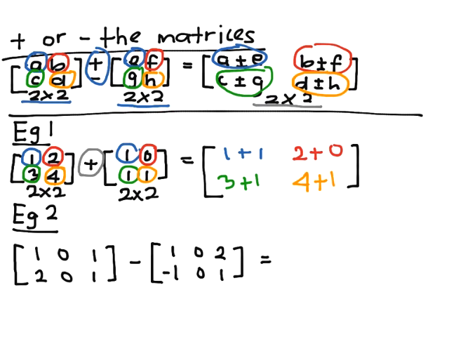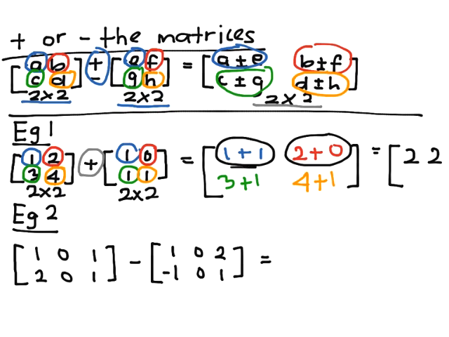Why? Because we need to simplify each of the values. So for our final answer, we can see that 1 plus 1 here, we have 2. 2 plus 0 here, we also have 2. 3 plus 1 here, we have 4. And 4 plus 1 here, we will have 5. So this is our final answer.